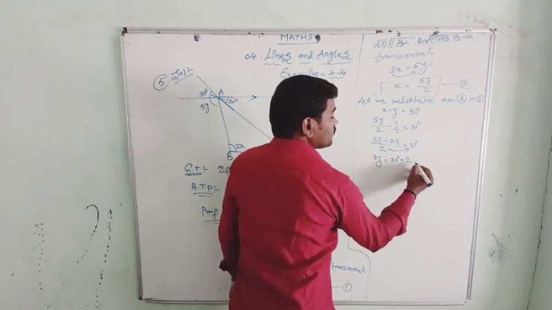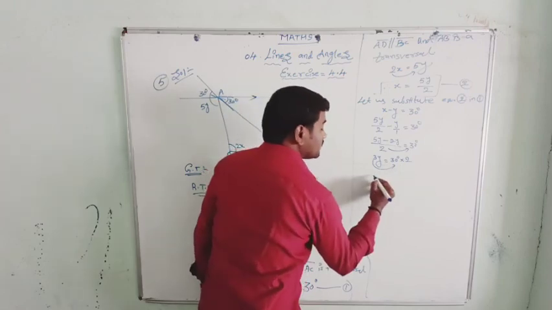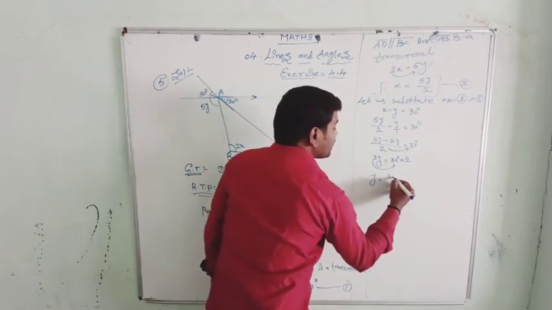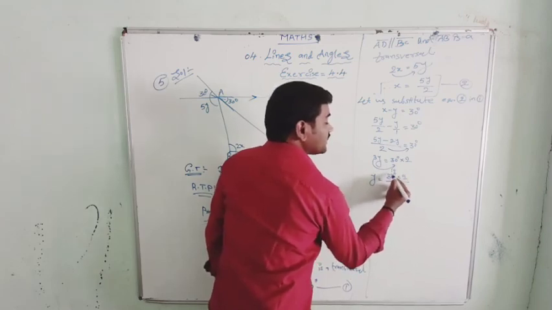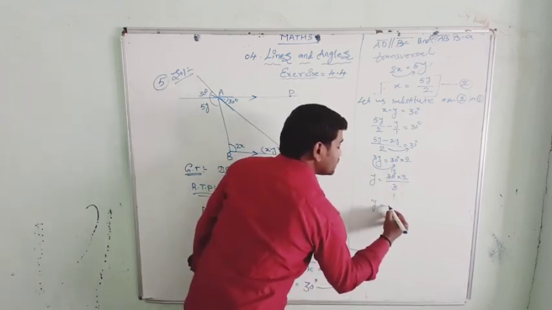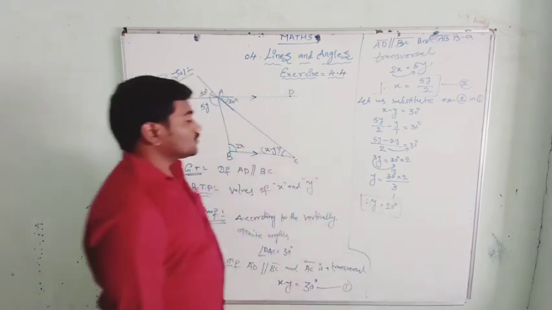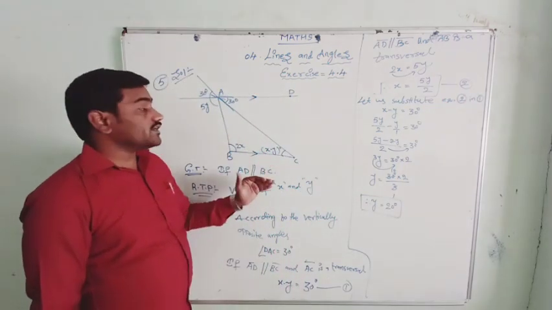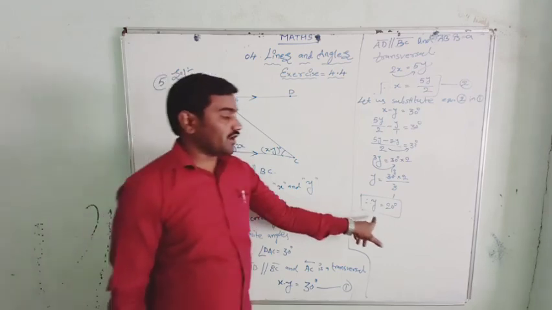30 degrees into 2. So this 3 will transfer to this side. 3 is multiplying, so it becomes a division. So y equals 30 degrees into 2 by 3. 3 tens are 10, into 2 that is 20 degrees. y equal to 20 degrees. So we got the y value. Now what do we need? We require the x value, so we need to find the x and y values. So far we only got the y value.